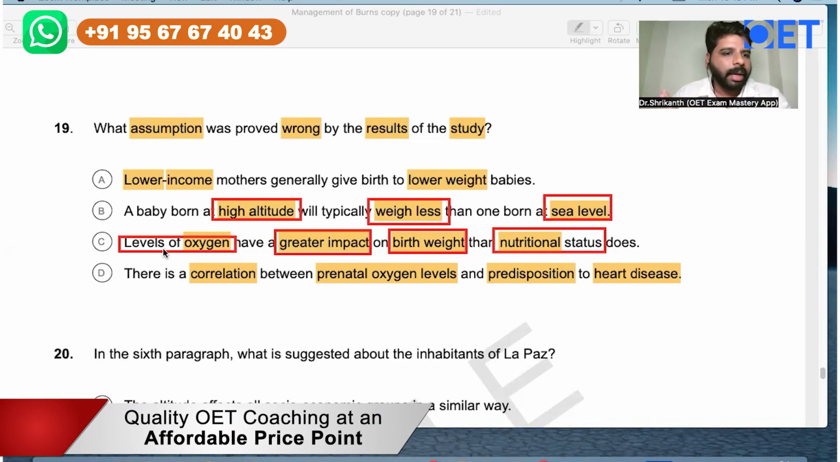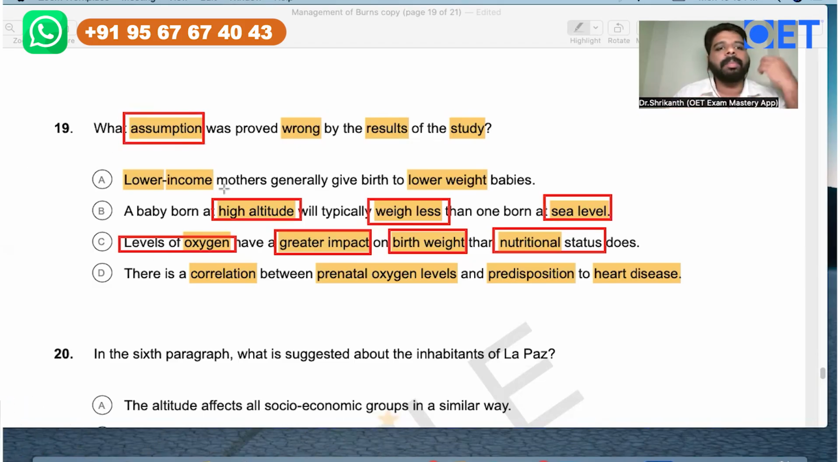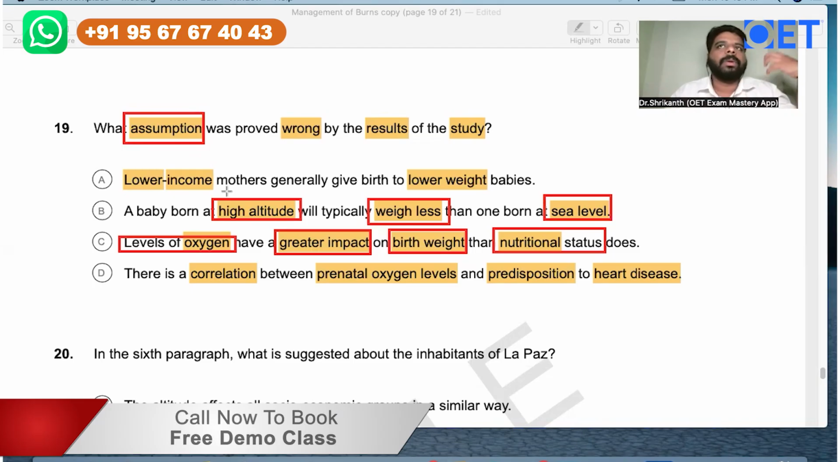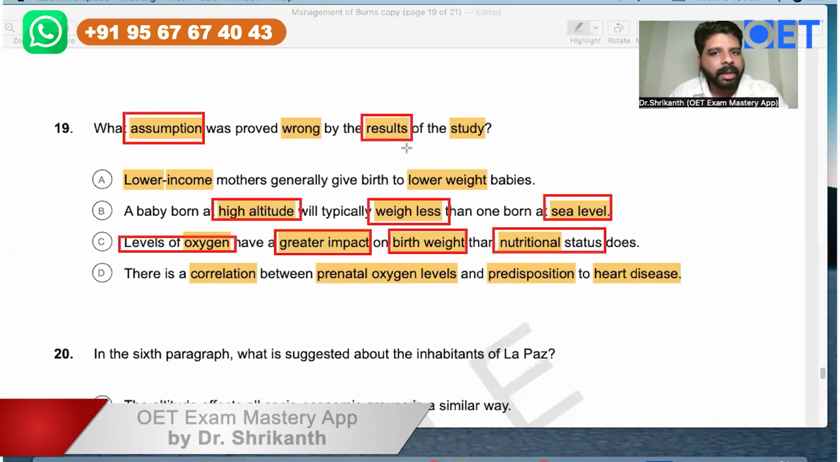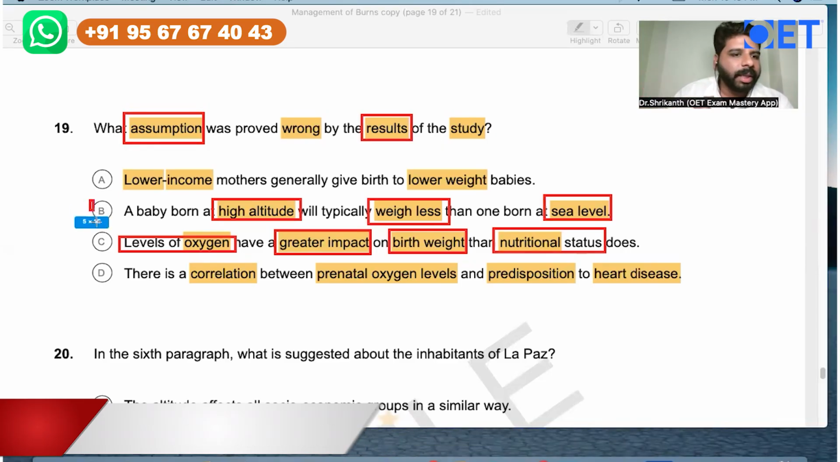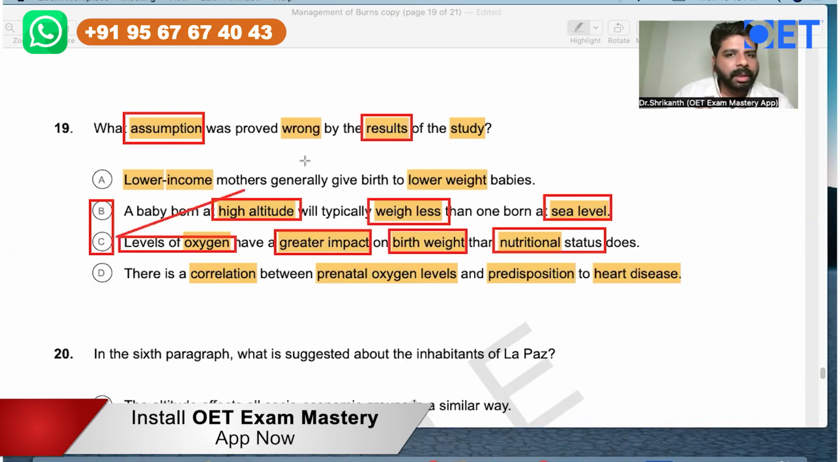But answer option C, I don't think it is an assumption. People are not believing, people are not assuming, that oxygen levels are more important than nutrition. This is also a result. So answer option C over here is also, they did an experiment on high altitude mothers, on low altitude mothers, and this is what they found out. So just like answer option B, answer option C is also not an assumption. It is basically a result over here.